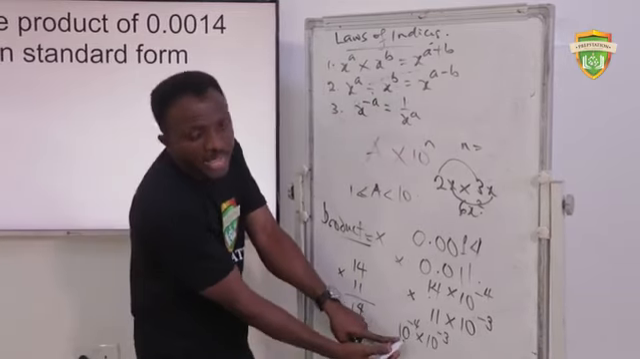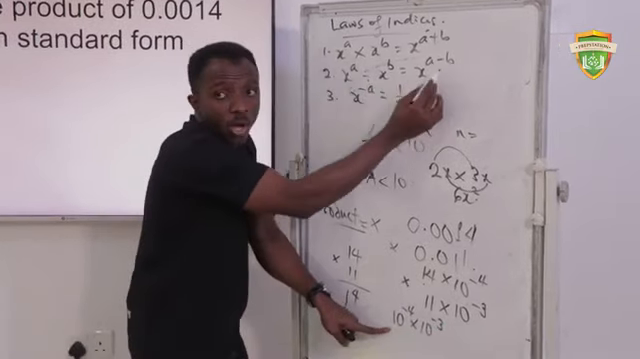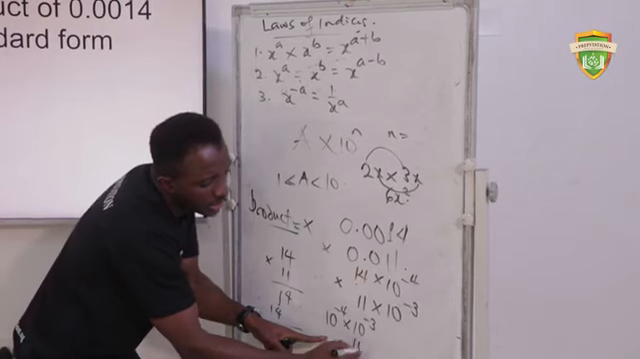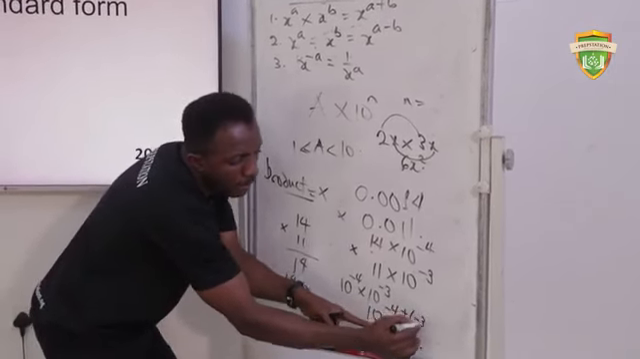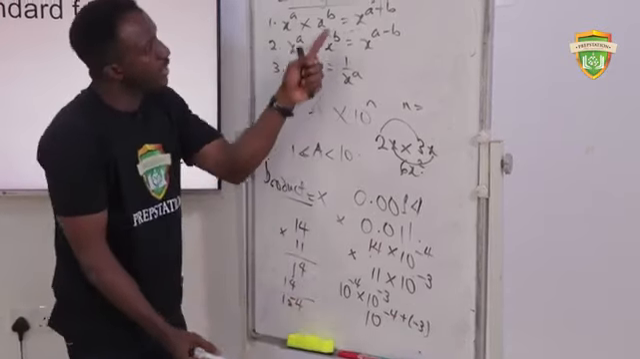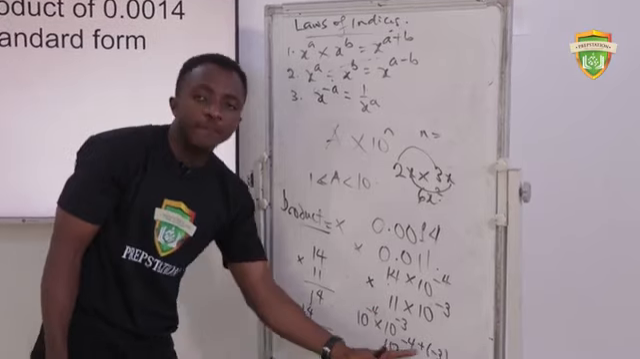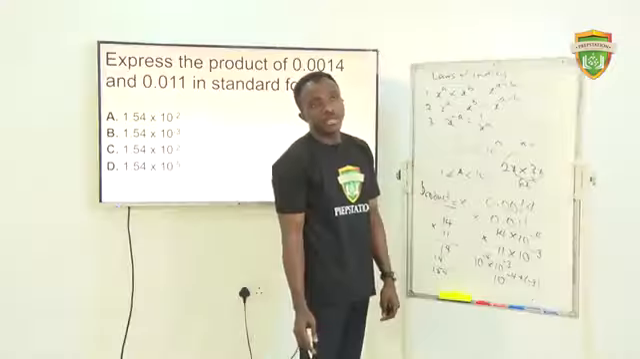Now this is 10 raised to the power minus 4 times 10 raised to the power minus 3. That is law 1. It looks similar to law 1. So this would give us 10 raised to the power minus 4 plus minus 3. Take note, we are adding the powers. So minus 4 plus minus 3.